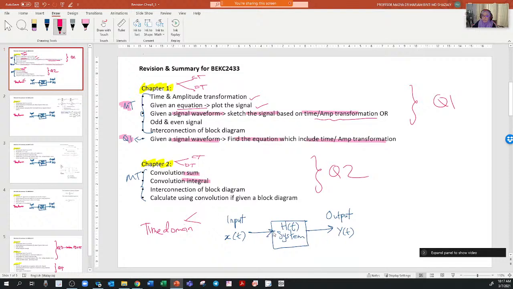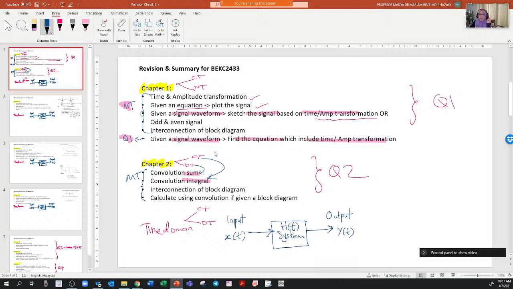So if you see underneath here, I wrote out there's a block diagram. We call it the time domain, where you have two types of signal, continuous time and discrete time. Based on that, you need to identify for chapter 2, if it is given a continuous time, what type of convolution do you use? For continuous time, you need to use the integral, and for discrete time, you need to use the convolution sum. So do not mix up.